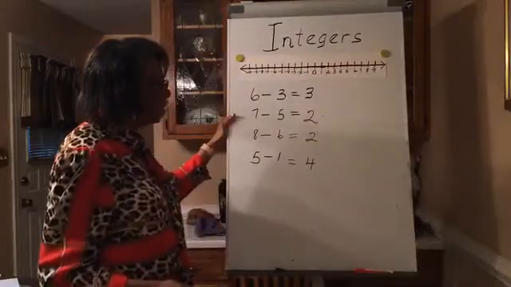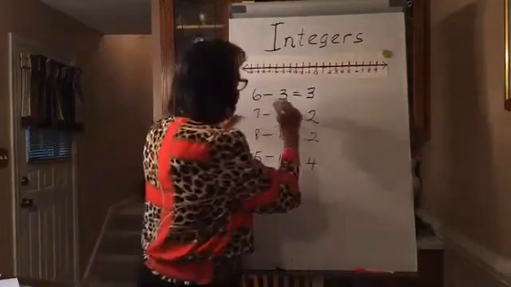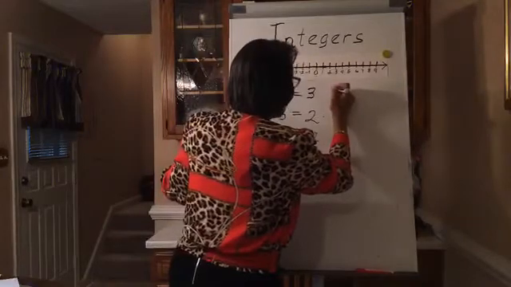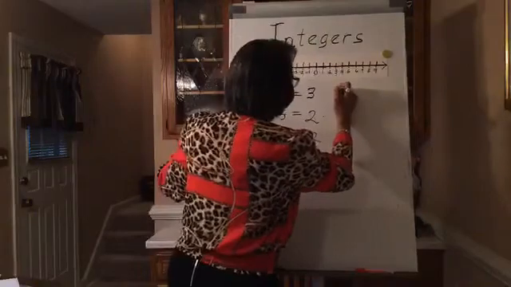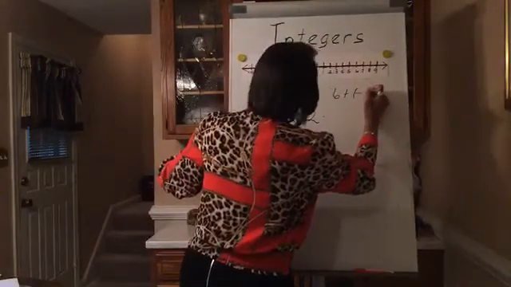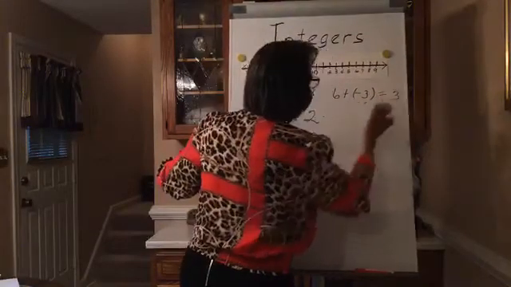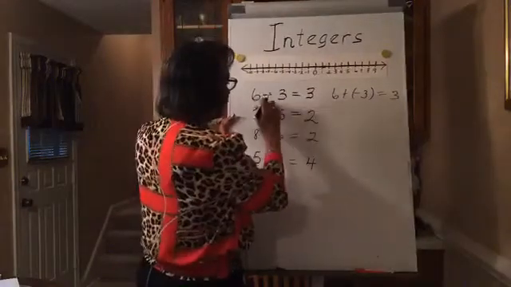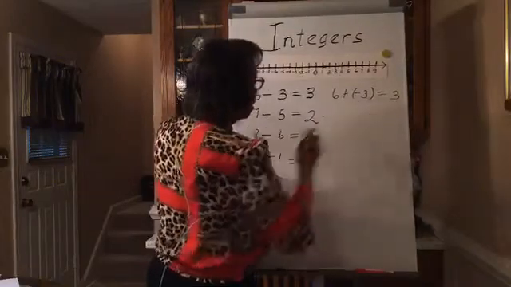All right? So what I have said, that 6 minus 3, it's the same thing we did when we were adding. Because when we have 6 plus negative 3, the answer is 3. So we're really doing what we did when we added: 6 plus the opposite of 3. 6 plus negative 3 is 3.